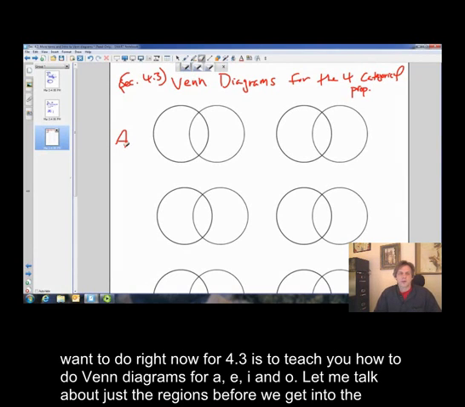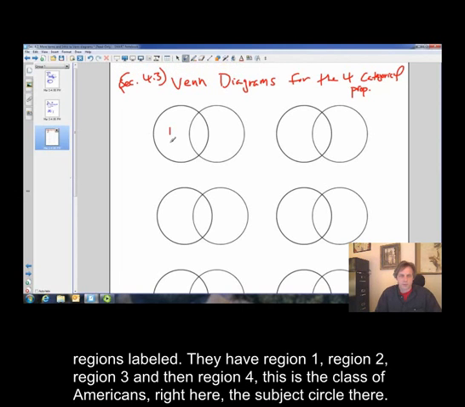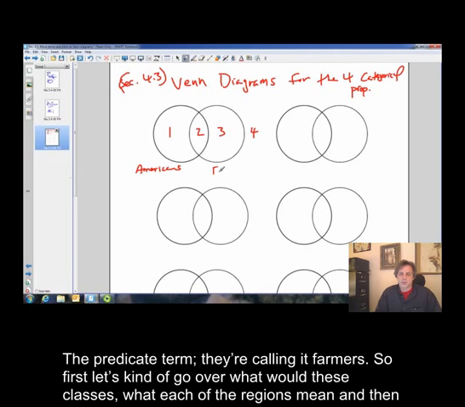Okay, let me talk about just the regions before we even get into the specific ones. If you look at 4.3, at least in the current textbook you have, they have a Venn diagram, and it's pretty helpful. They have some regions labeled: region 1, region 2, region 3, and then region 4. This is the class of Americans, the subject circle right here. The predicate term, they're calling it farmers, okay?